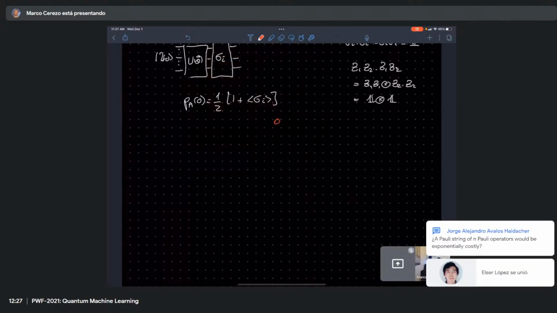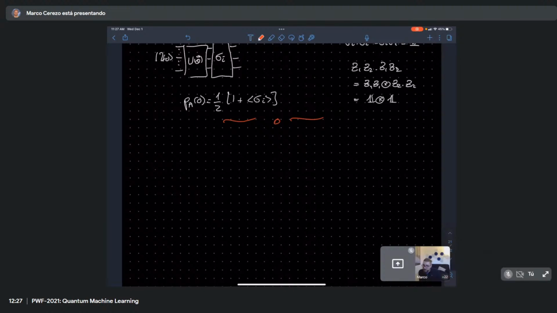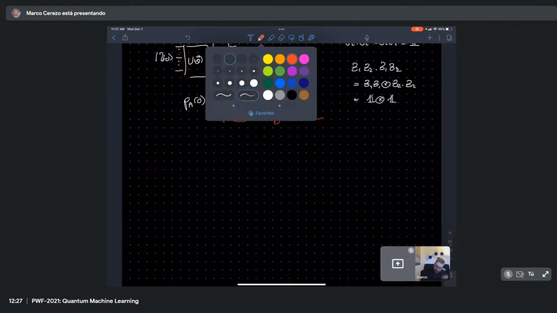We are going to look at another extremely famous variational algorithm. So we have a question: a Pauli string of n Pauli operators would be exponentially costly. Aha, that is a great question.